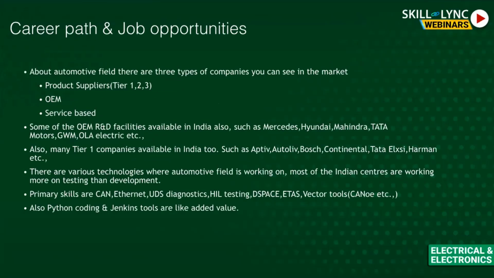I also mentioned the career path and job opportunities. Yes, there are three different types. Initially, I talked about two only, right? Like product supplier and OEM. So service-based are companies like L&T and Tata, TCS. Also, plenty of other service-based companies are there. What they do is hire people and send them either to suppliers or to the OEMs. OEMs are nothing but Volvo, Mercedes, and so on. So this is how the chain works in the automotive market.